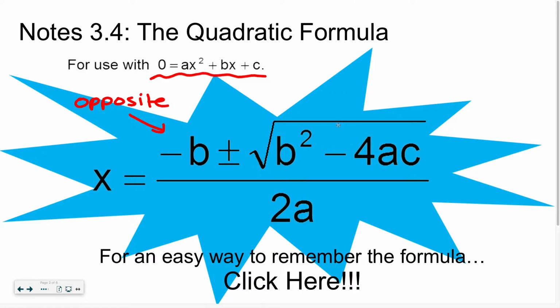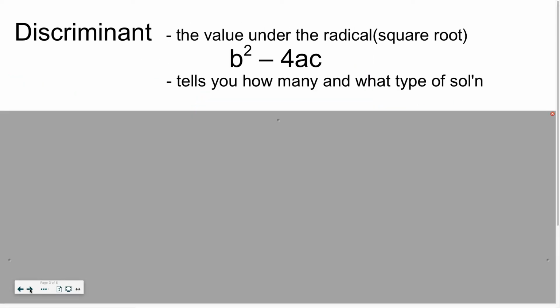The part that's underneath the radical here, the b squared minus 4ac, it has a special name. It's called the discriminant. So the discriminant is the part of the quadratic formula that shows up underneath the radical, or your square root. It looks like b squared minus 4ac. And based on the value of b squared minus 4ac, you can tell how many and what type of solutions you will have.